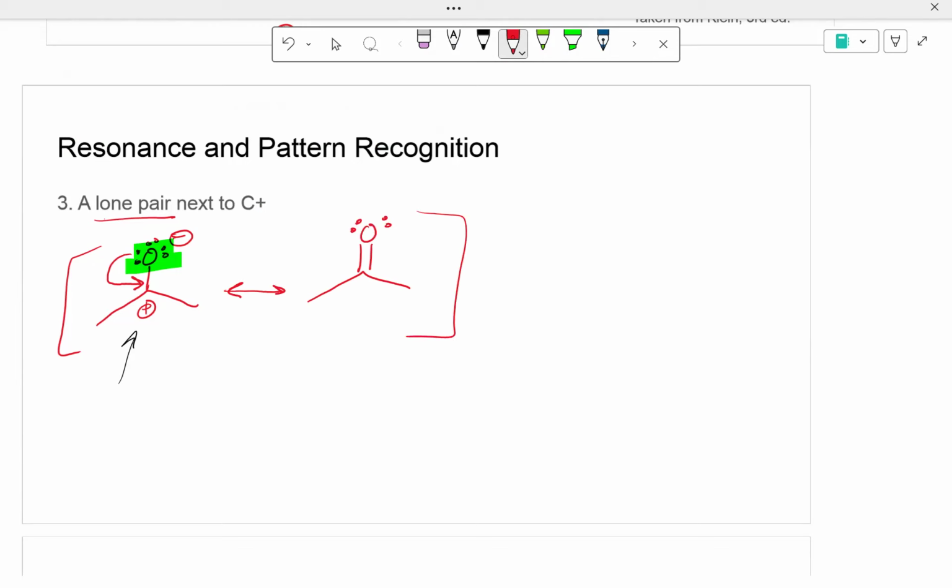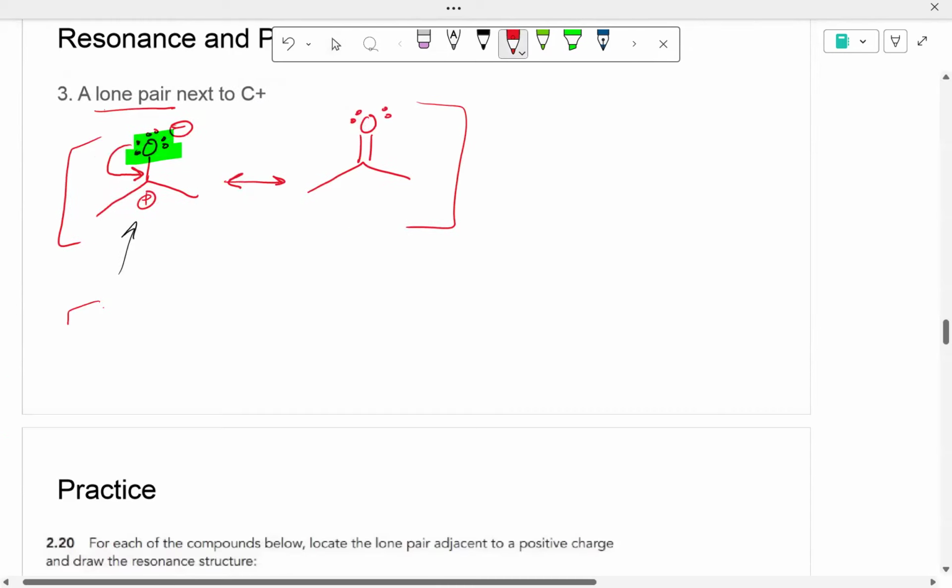And let's just look at the formal charges. Notice the oxygen started out -1, but it gave up a pair of electrons to make that pi bond. The carbon was +1. Now it has a full octet, so it has a formal charge of 0 as well. Let's look at another example.